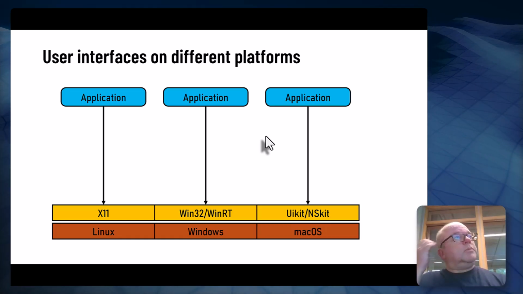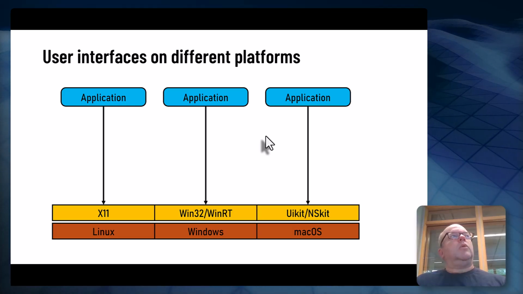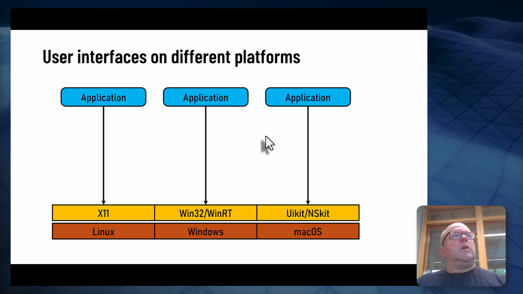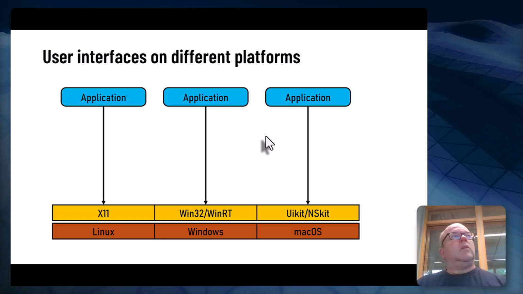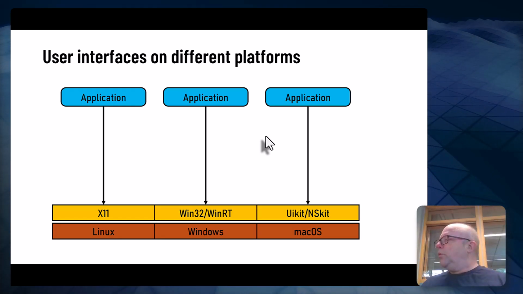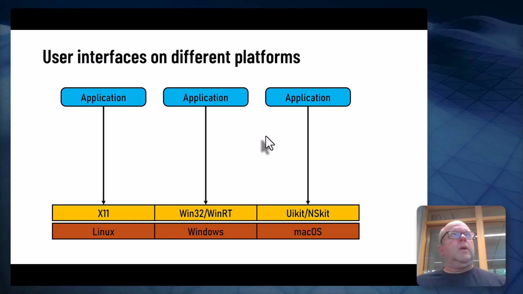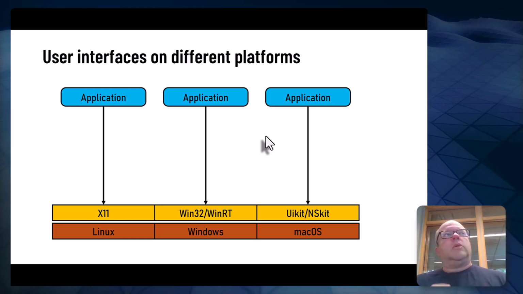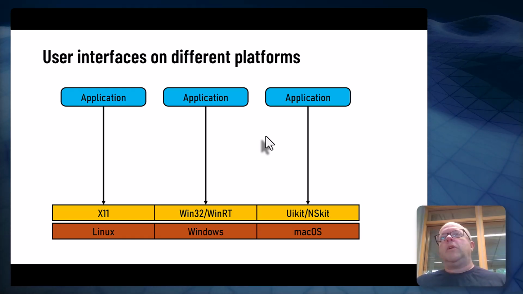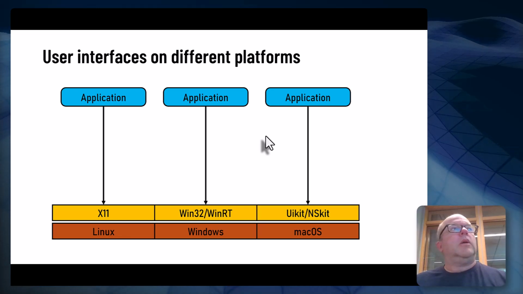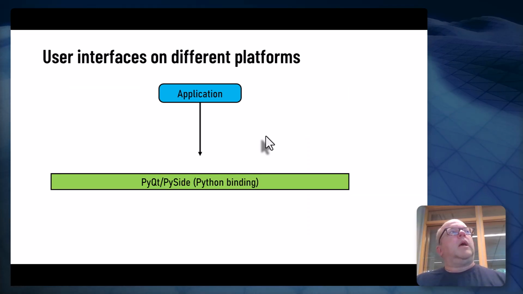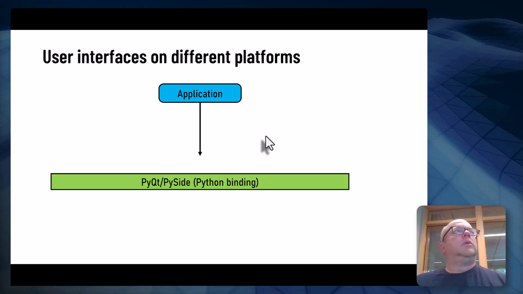So if you want an application that works on all of them, you have to write one version for each of these platforms. And this is not ideal. Some of the logic you can probably reuse, like the application logic, such as a simulation model, but the user interface parts need to be rewritten for every platform. And that's not ideal. So what we can do is add a middle layer.